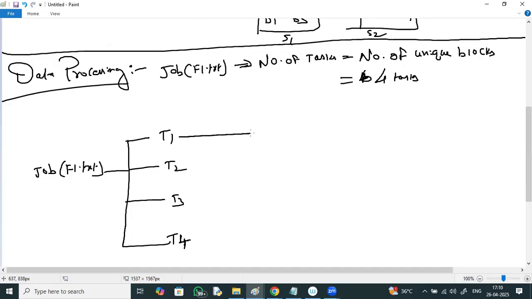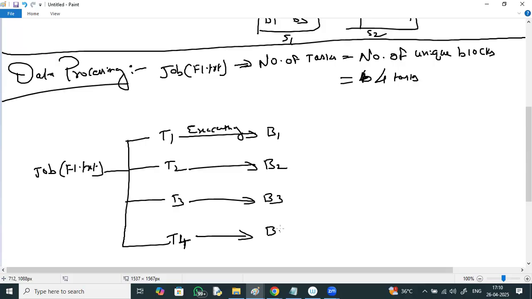T1 is for executing the B1 block. T2 is for executing the B2 block. Task 3 is for executing the B3 block. Task 4 is executing B4.